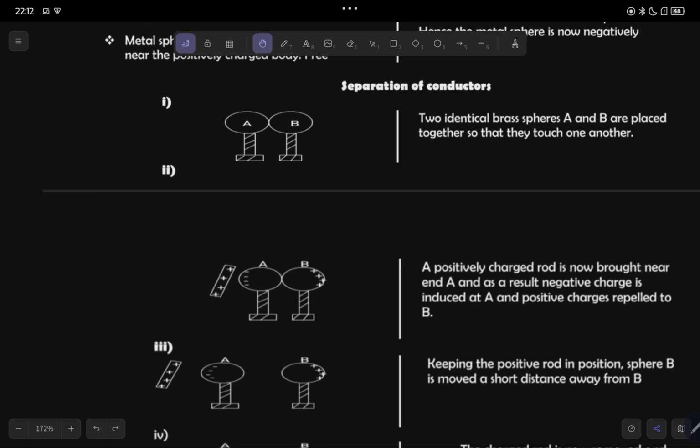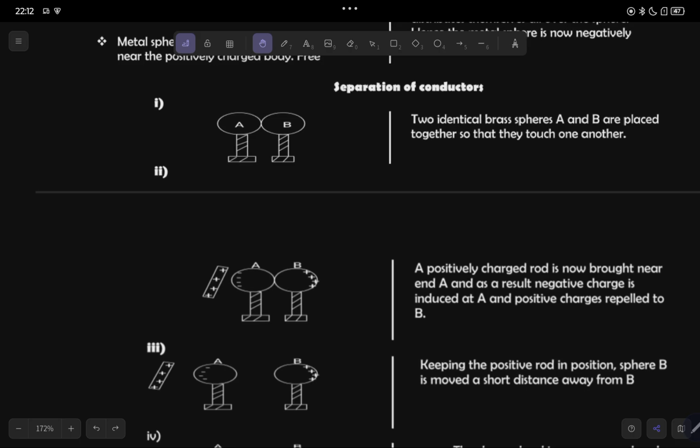Now we shall look at the method of charging bodies by separating them. This time we want to charge two bodies differently by induction. What do we do? We get two conductors, A and B, that are neutral. We place them on insulating stands such that the two conductors are in contact, or they touch one another.